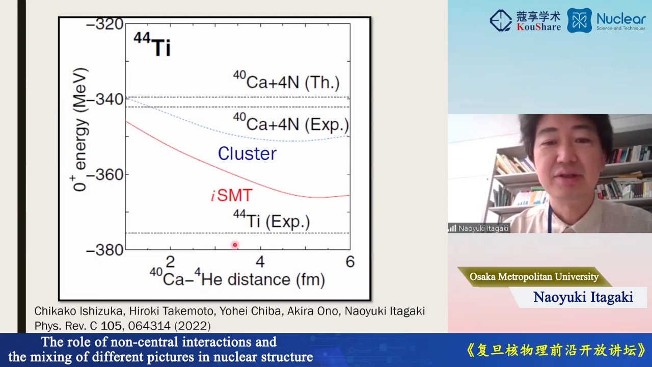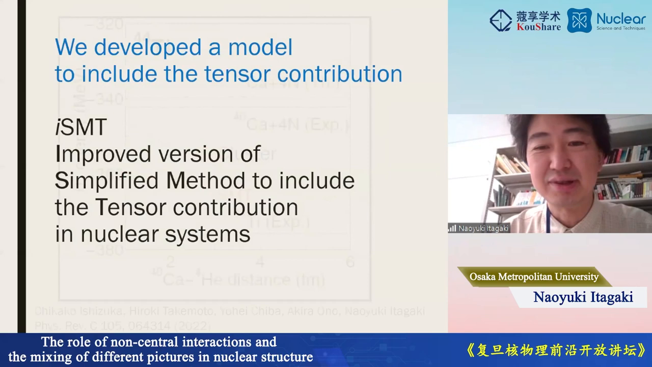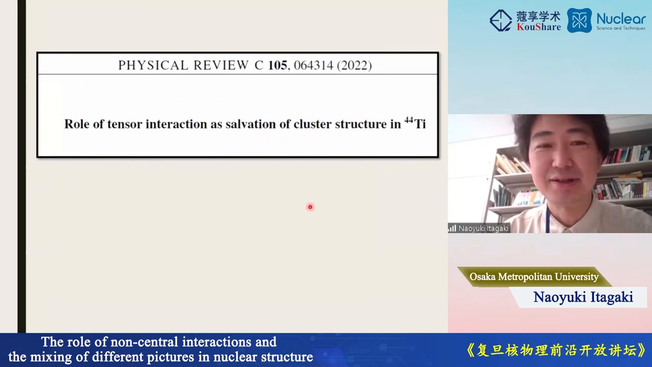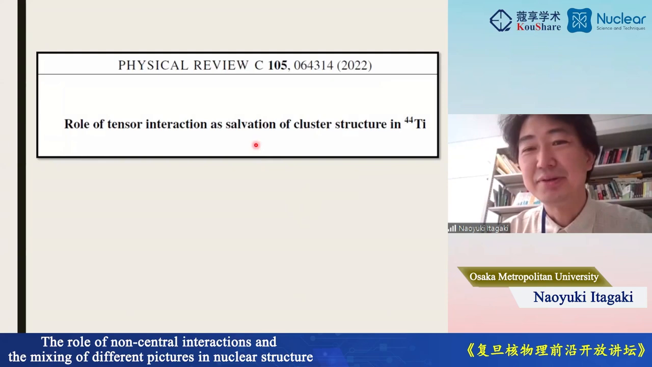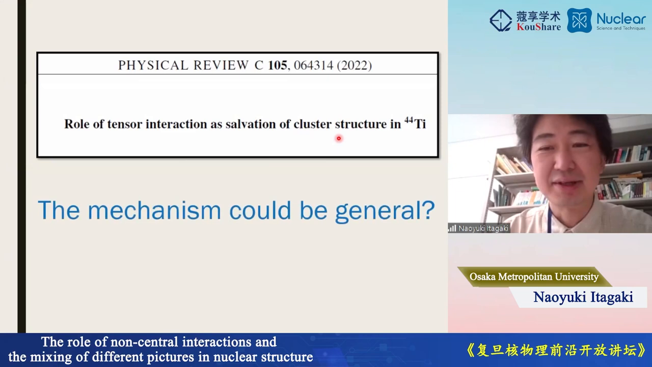So actually, these are really the same scale. In the inside region, the spin-orbit interaction works, and in the outer region, tensor clustering is enhanced, and these two play an important role in titanium 44. But the clustering is also important. So the title of this article is Role of Tensor Interactions as Salvation. In medium heavy nuclei, the cluster structure survives, and the tensor is the salvation of the cluster structure. So that's what I would like to talk about. And this mechanism could be general, and that could be the reason why heavy nuclei alpha decay.